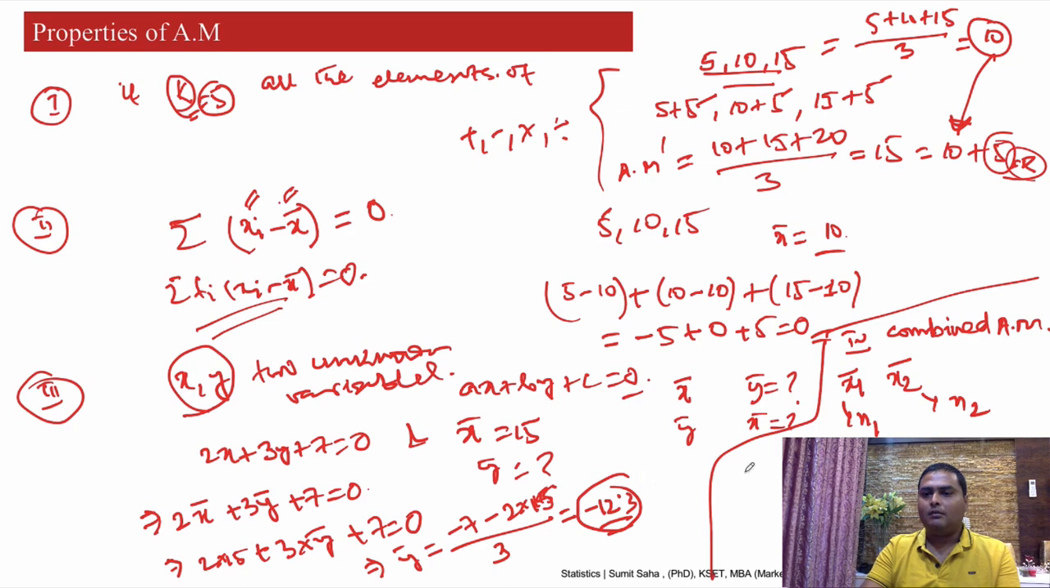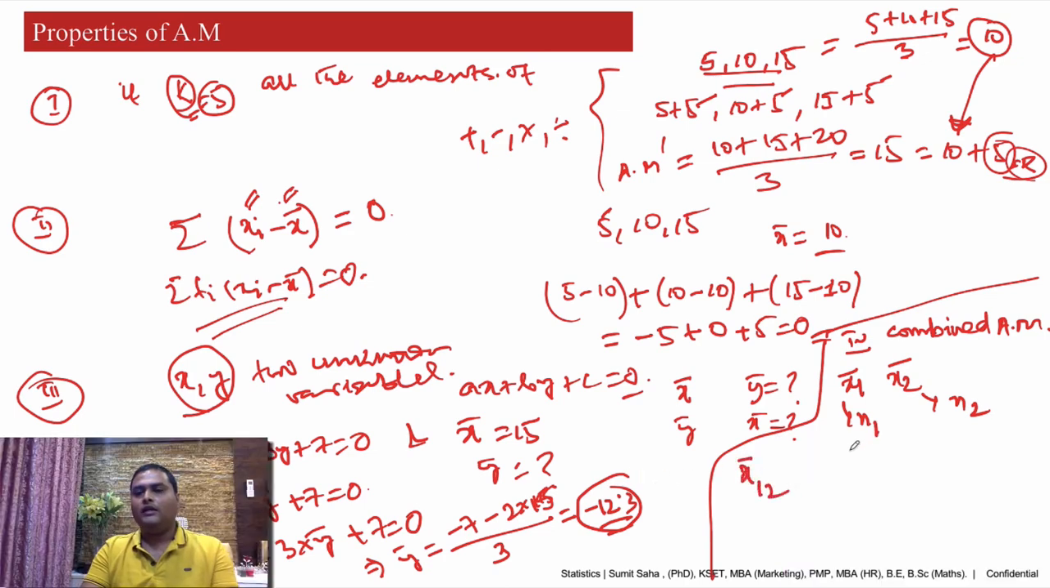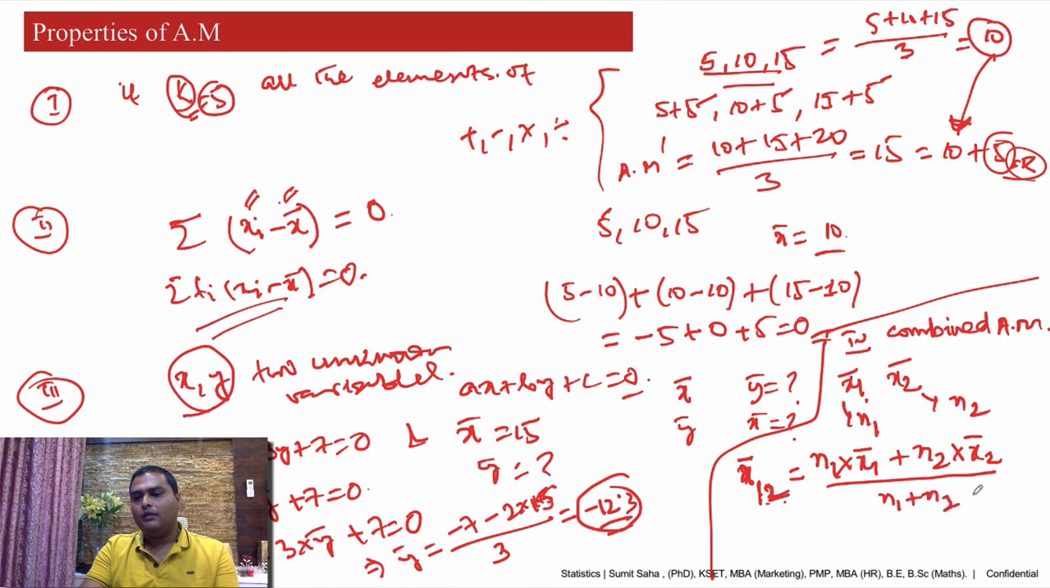So in this case, the combined mean, x bar 1 2, we write it like this: the combined mean of group 1 and group 2, x bar 1 2, is n1 into x1 bar plus n2 into x2 bar divided by n1 plus n2. This is the formula. Now take the example whatever I have given you, right?